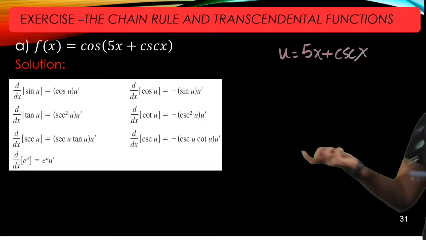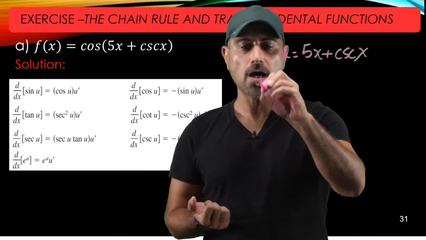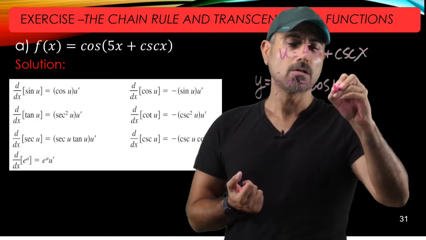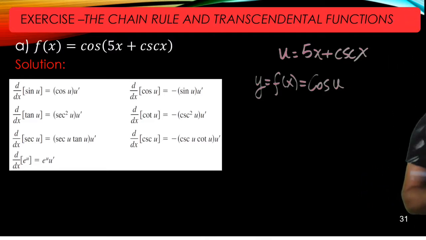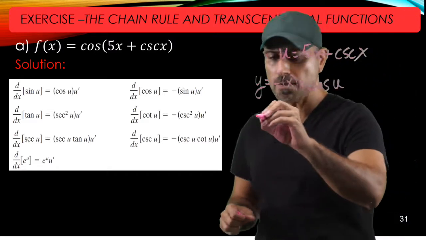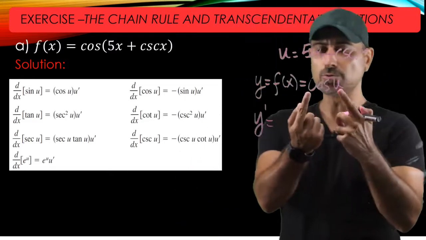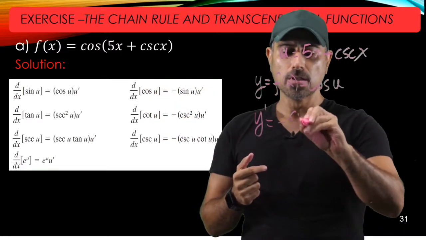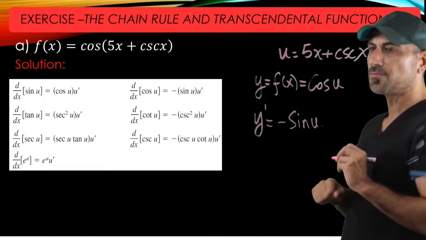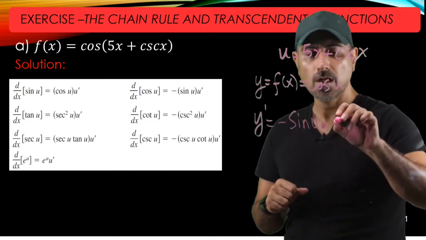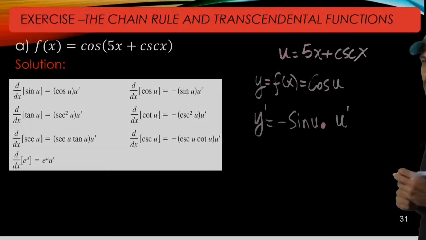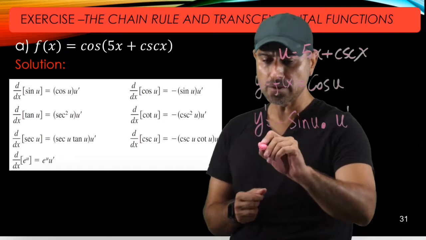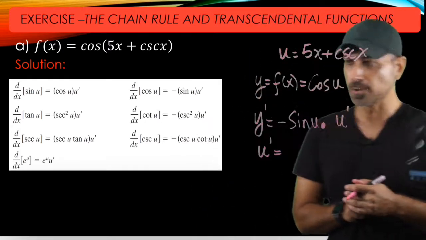So that way I have y equals f of x exactly equal to cosine of u. And the chain rule just says that y prime is equal to the derivative of cosine, which is minus sine u, times the derivative of u. And what is the derivative of u? Let me just write here what the derivative of u is.